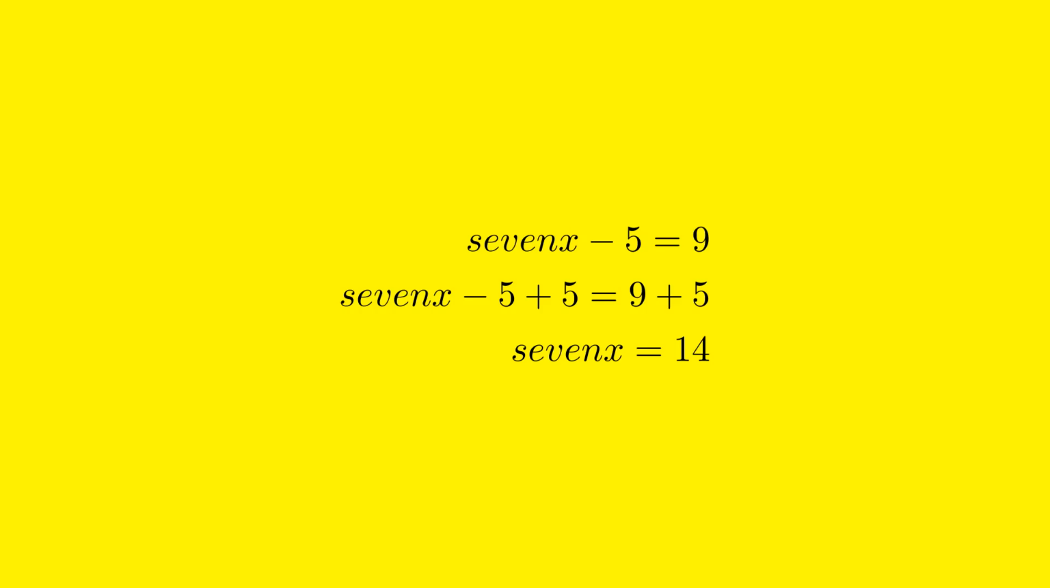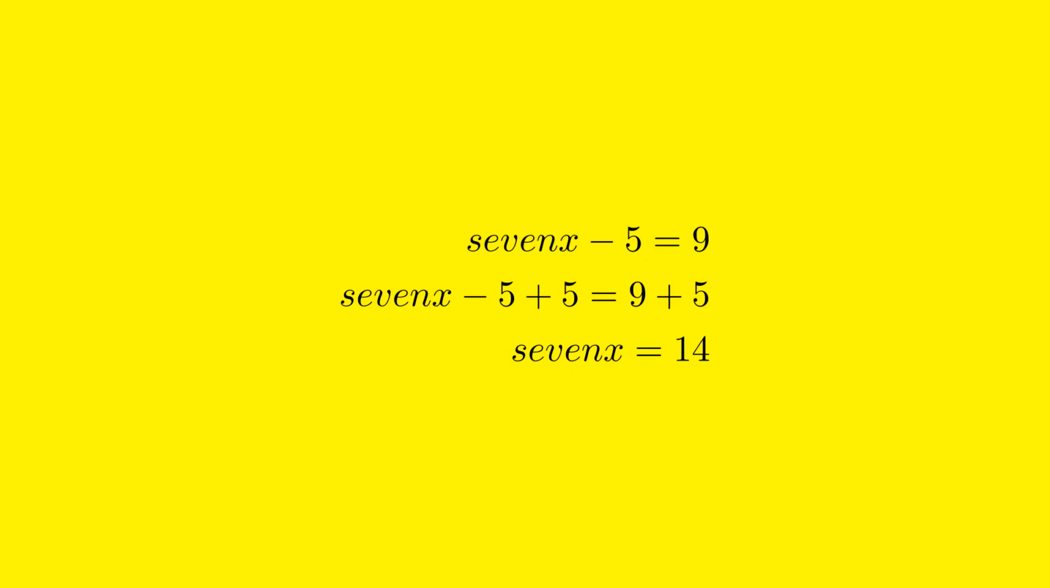To solve the equation 7x minus 5 equals 9, we need to isolate the variable x on one side of the equation. In the first step, we add 5 to both sides of the equation. This is because we want to cancel out the minus 5 on the left side. Adding 5 to both sides ensures that the equation remains balanced.